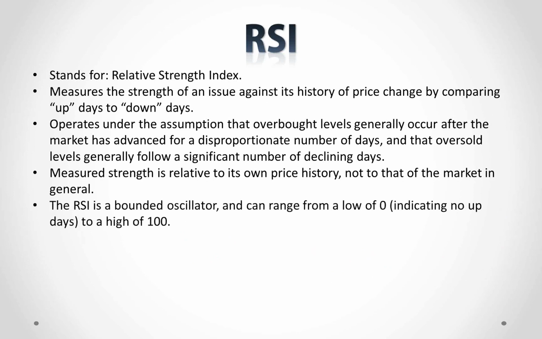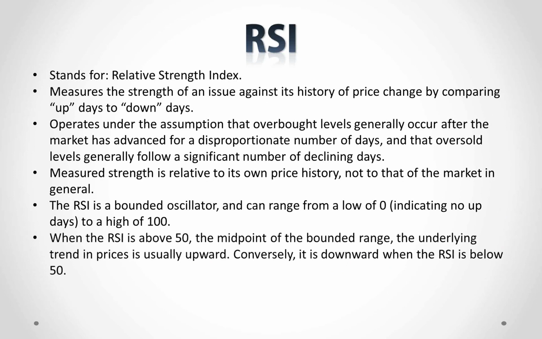So the RSI is a bounded oscillator, and therefore provides overbought and oversold conditions, and can range from a low of 0, indicating no up days, to a high of 100. When the RSI is above 50, which is the midpoint of the bounded range, the underlying trend in price is usually upward. Conversely, it's downward when the RSI is below 50.